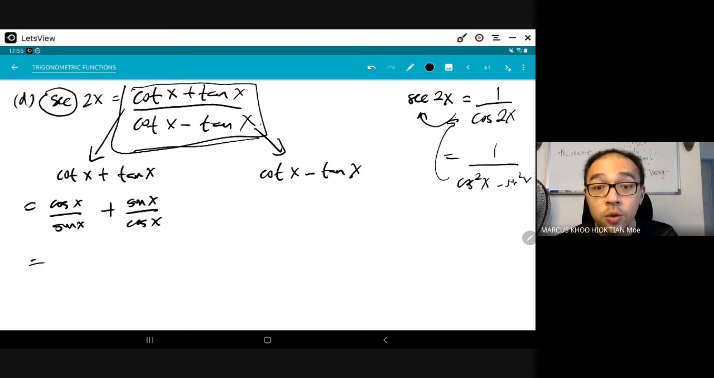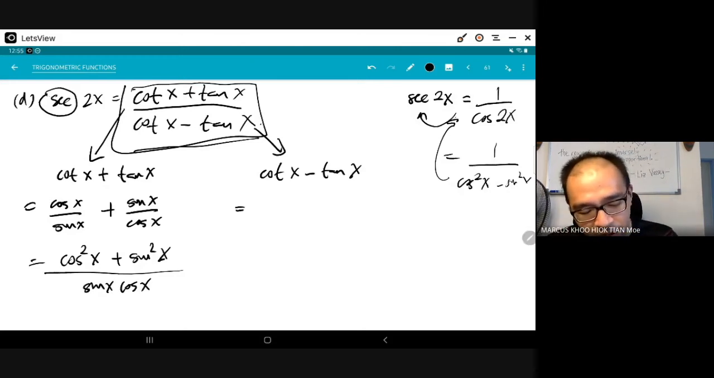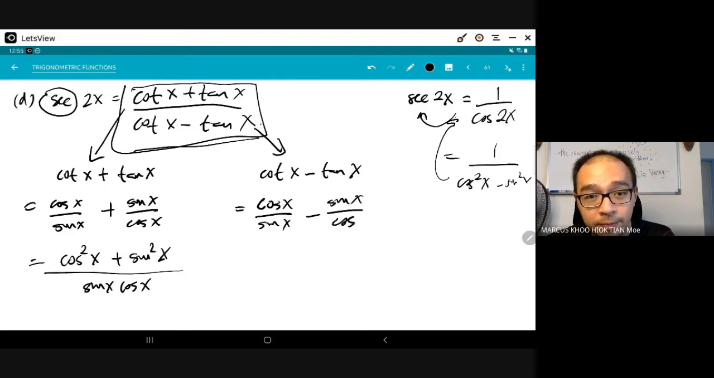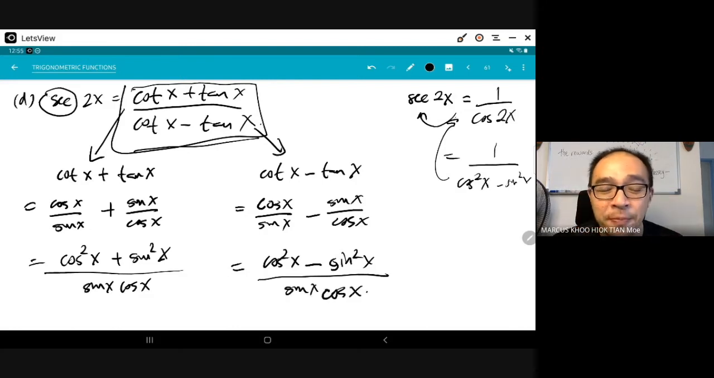Okay, and you cross multiply. So you get cos squared x plus sine squared x over sine x cos x. I can see already what's happening. Okay, then here we do the same thing: cos x over sine x minus sine x over cos x. Cross multiply, and you get cos squared x minus sine squared x over sine x cos x. It's so crazy, but it works.